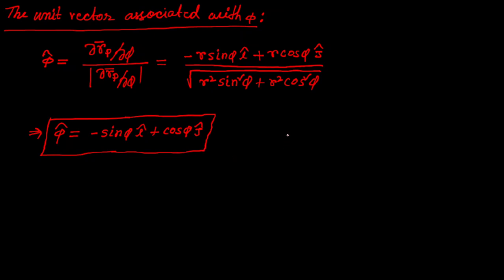and this will be the unit vector associated with the variable phi. What does this mean? It means that if we keep the value of r fixed, then at that point the direction in which phi will increase is defined by this unit vector. The direction of this unit vector gives the direction in which phi increases, given by the unit vector phi cap. Okay, this we can also understand by a small figure.